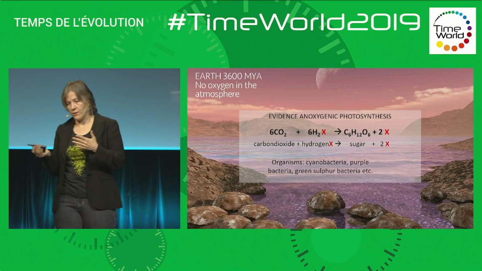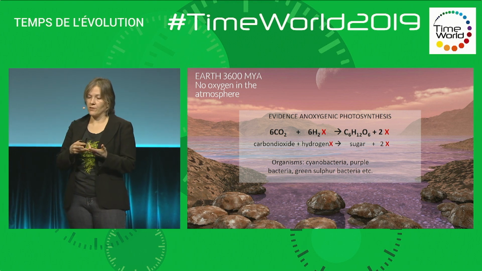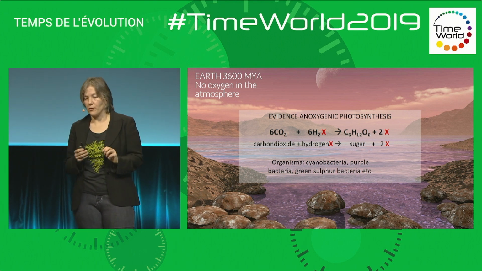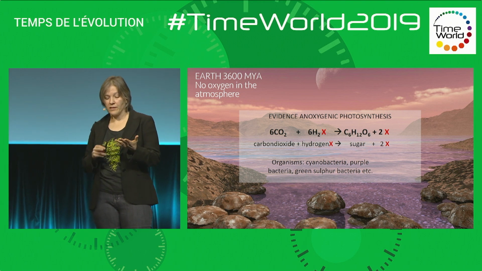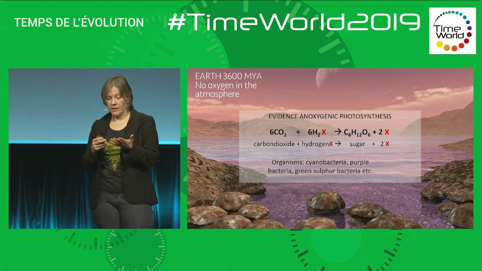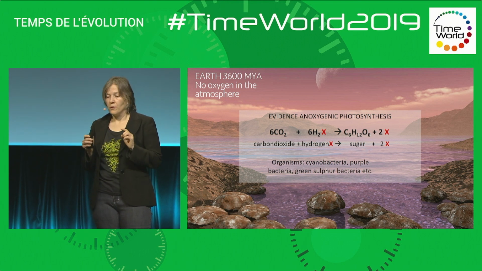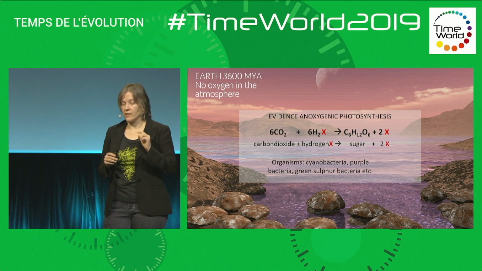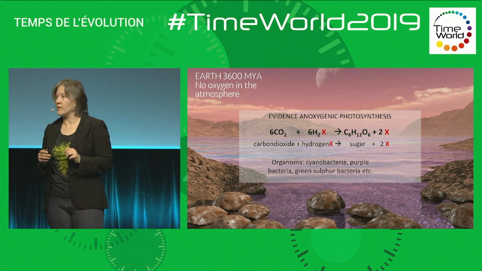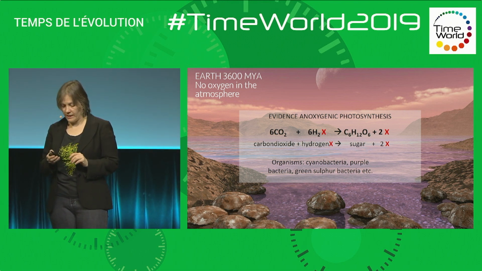This is not, however, evidence of oxygenic photosynthesis that we are used to from plants. So you see a formula in the back, and you can see that those organisms, like cyanobacteria, purple bacteria, a whole bunch of other ones, used carbon dioxide and a molecule that carried hydrogen to produce sugar and something else. Plants that use oxygenic photosynthesis use water for the hydrogen. These organisms weren't doing that.